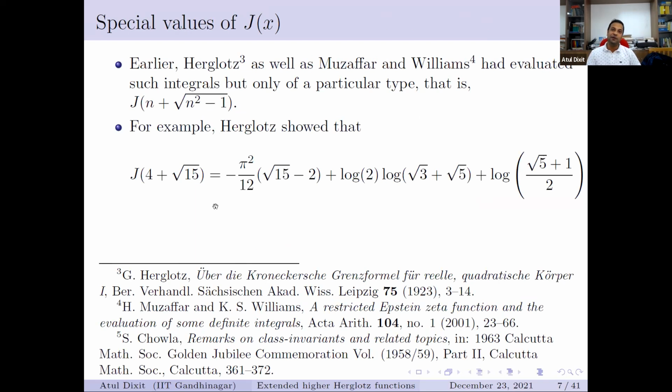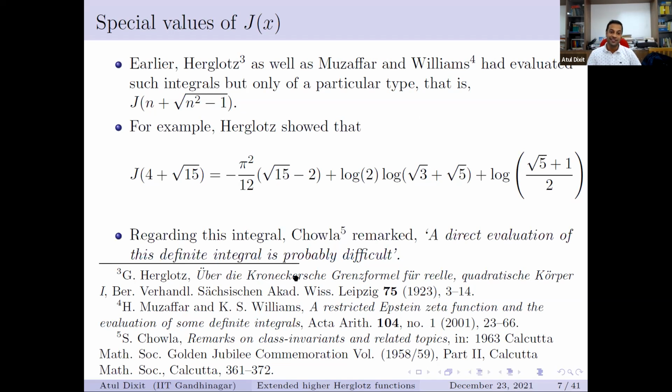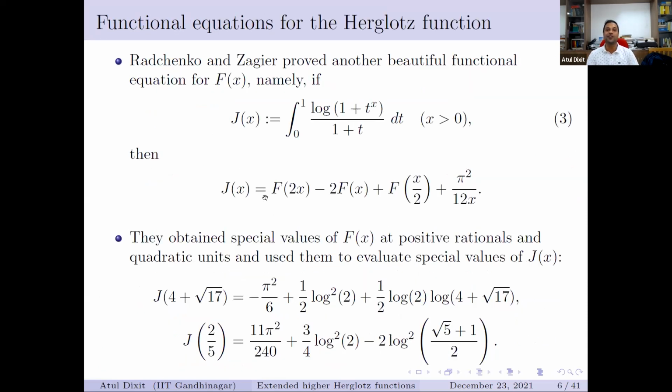So there is a statement by Sarvadaman Chowla regarding this integral evaluation by Herglotz. He says that a direct evaluation of this definite integral is probably difficult. Since Herglotz's paper came in 1923, there haven't been any elementary evaluations of this. And even the paper that appeared last year has to have this theory of Herglotz functions employed in order to get to the evaluations at various values. So I urge any calculus students who are curious to solve various integrals to try to tackle this. Maybe somebody comes up with an elementary method to evaluate it, and that will be wonderful.